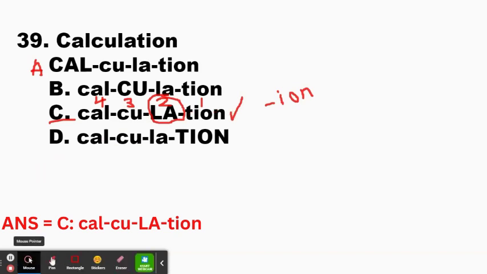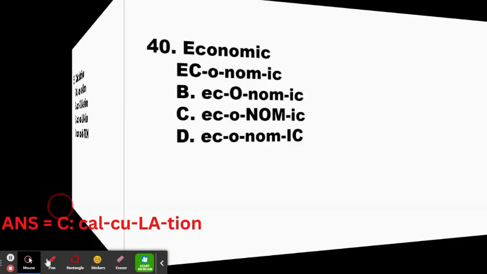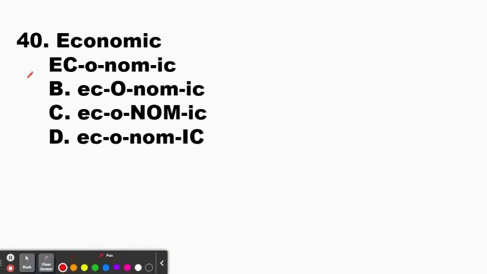Now, let's now go to the last but not the least question. And that is question number 40. The word given is economic. Now, A, we have economic. B, economic. C, economic. Economic. D, economic. So you will find out which one is strange and which one is normal among these pronunciations.